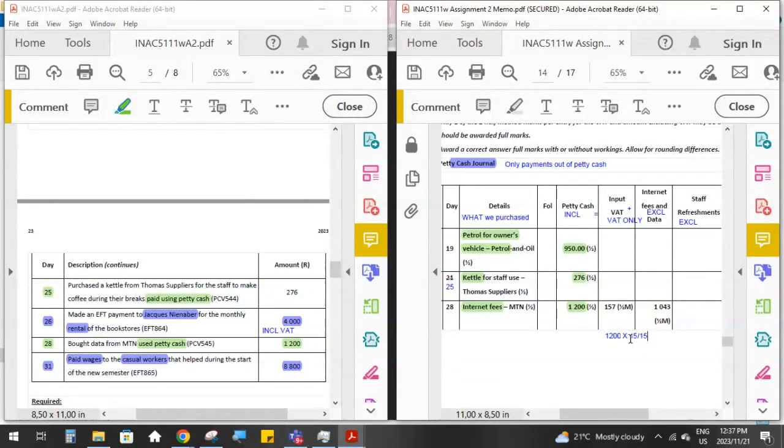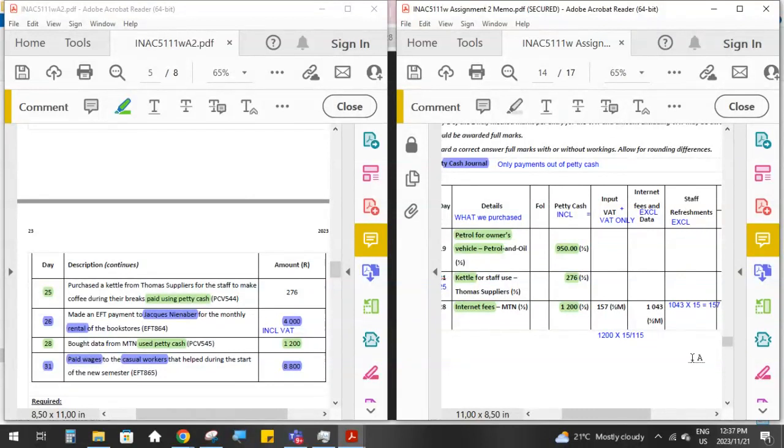Okay, 1,200 times 15 over 115 would give you 157. 1,200 multiplied by 15% will not give you 157. Okay, 1043 times 15% will give you 157. Excluding VAT amount times 15% gives you the 157, and then you take 1043 plus 157 equals 1,200. Okay.